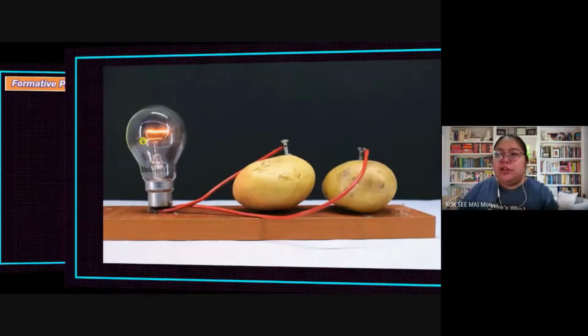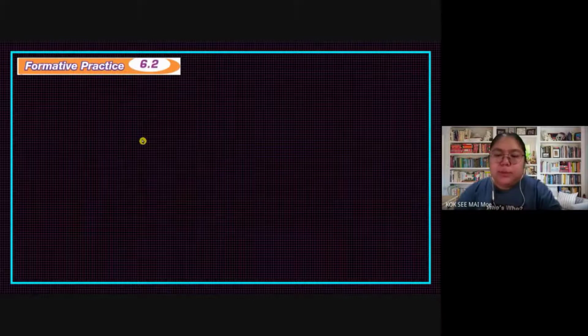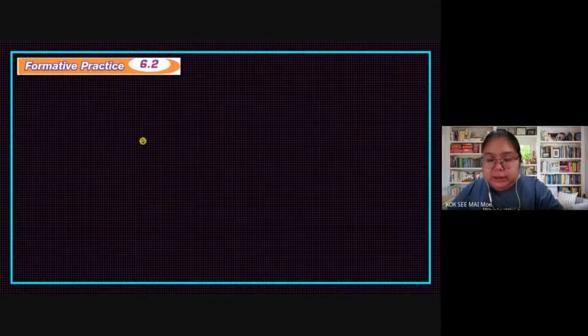Okay, so we just finished 6.2. This one is the first exercise you need to do, after yesterday's 6.1 and the other exercises. Hopefully you have finished.